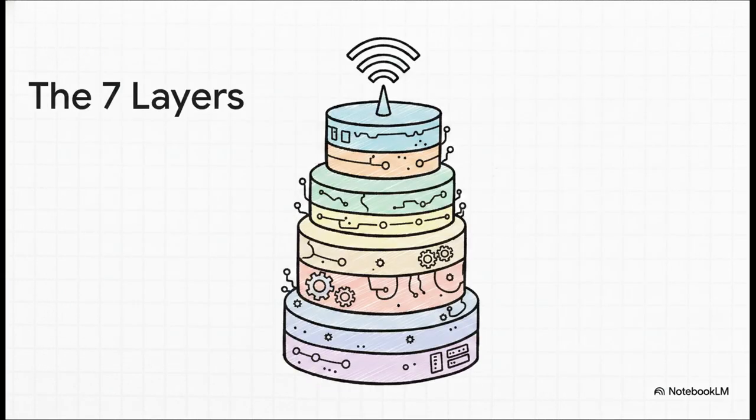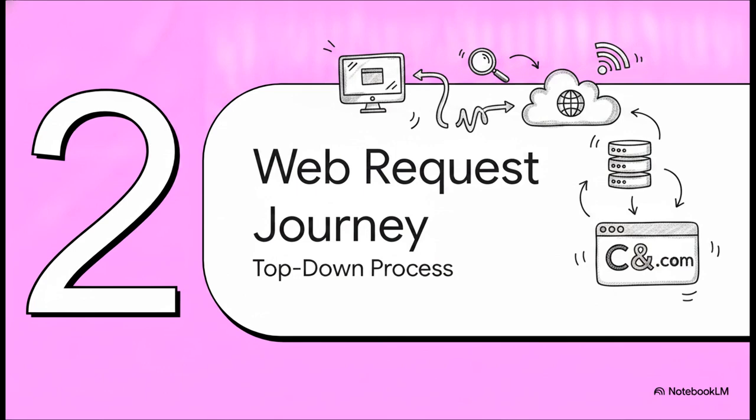So what's actually in this 7-layer cake? Working down from the user to the literal cable, we have layer 7, application, then layer 6, presentation, layer 5, session, layer 4, transport, layer 3, network, layer 2, data link, and finally layer 1, physical. Every single piece of data you ever send or receive has to travel through this exact foundation, no exceptions. Let's move right along to section 2, a web request's downward journey.